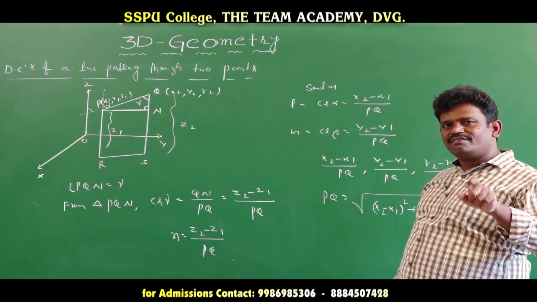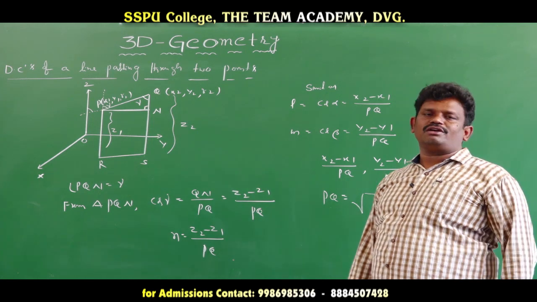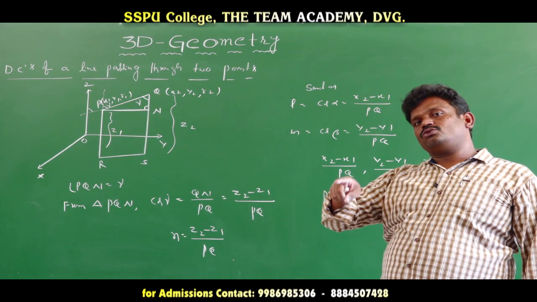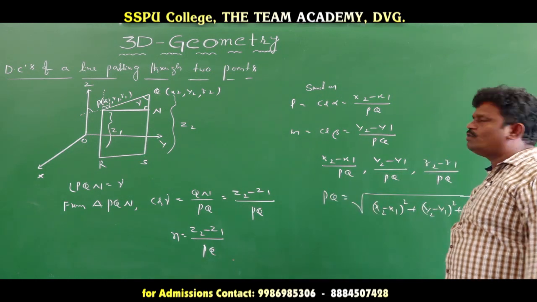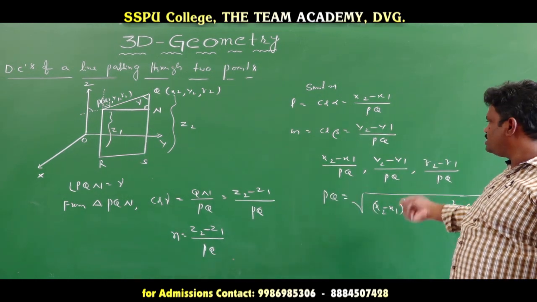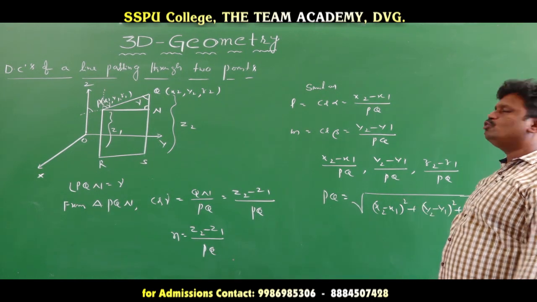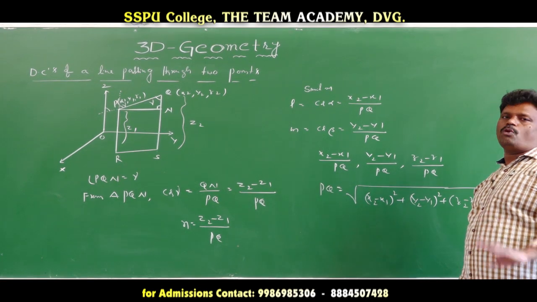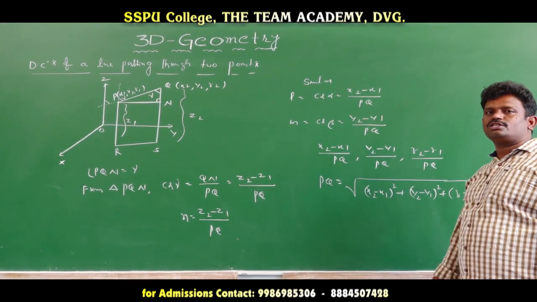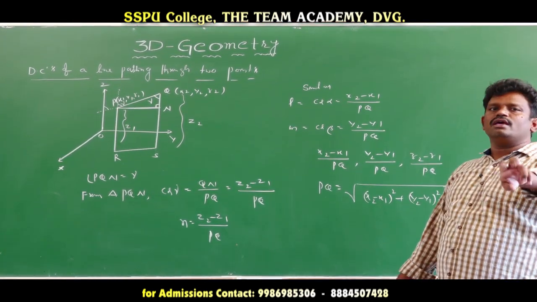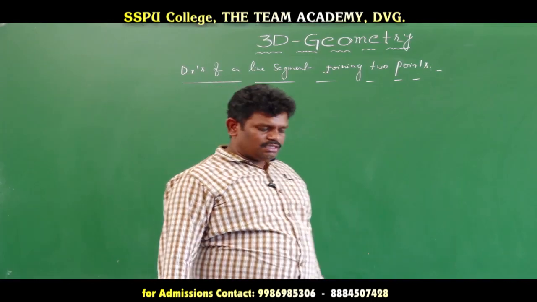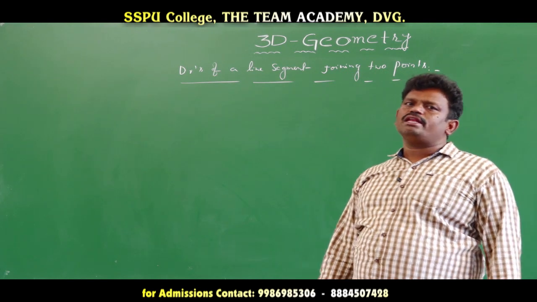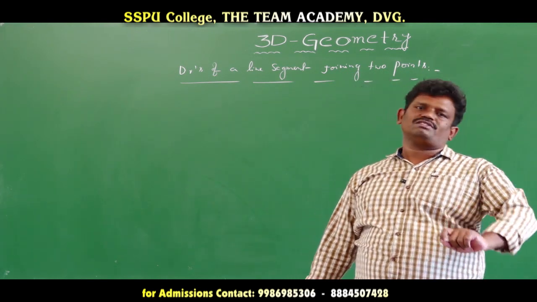So whenever 2 points are given, if you want to find the direction cosines of the line passing through them, then we apply this formula: (x2 minus x1)/PQ, (y2 minus y1)/PQ, and (z2 minus z1)/PQ. But here PQ means what? Distance between those 2 points. So this represents the direction cosines of the given line passing through the given 2 points. Just now you found the direction cosines of the line passing through any 2 points.